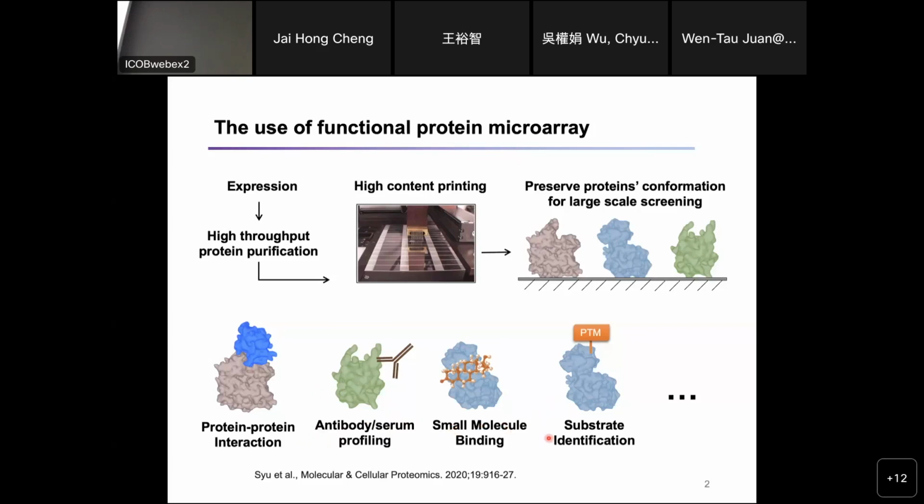And also substrate identification, including identifying the phosphorylation substrates for kinase or for E1. And there are more applications, like finding unit binding proteins or RNA regulatory proteins, etc.